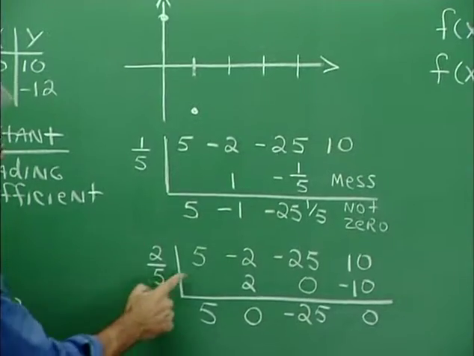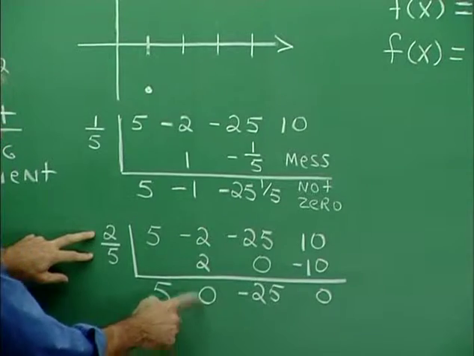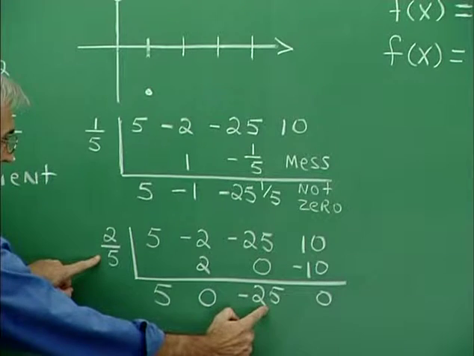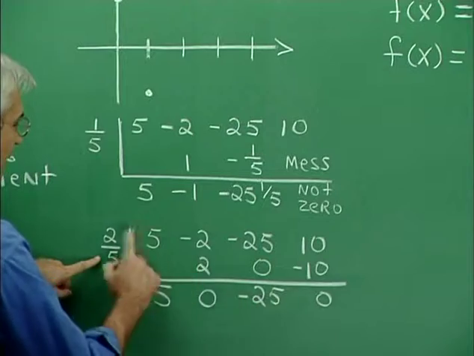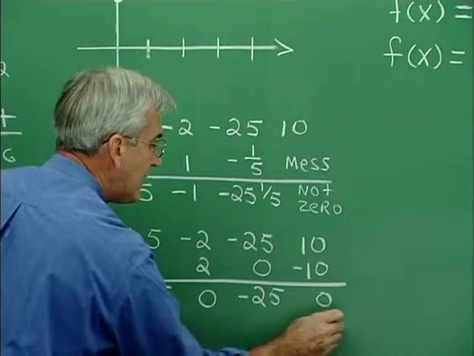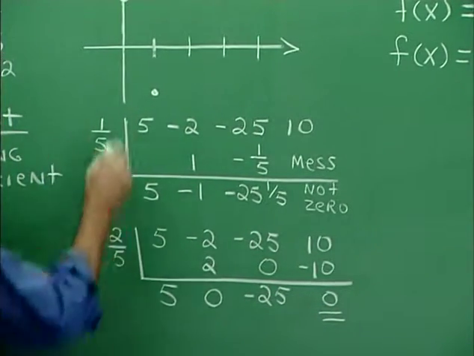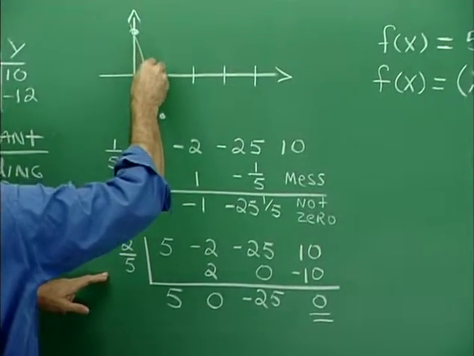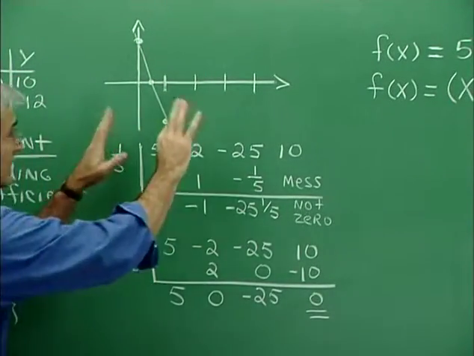Now let's try 2/5. Bring down the 5. 2/5 times 5 is 2. 2 with negative 2 is 0. That's nice. 2/5 times 0 is 0. Together, negative 25. 2/5 times negative 25, the 5 and the negative 25 cancel, leaving negative 5. 2 times negative 5 is negative 10. 10 with negative 10 is 0. So we do indeed have a zero at 2/5. Now, not only does that tell us that at 2/5 we have a crossing, and therefore we can draw this part of our graph, and we don't know how it behaves after this, but we can make some discoveries about that.